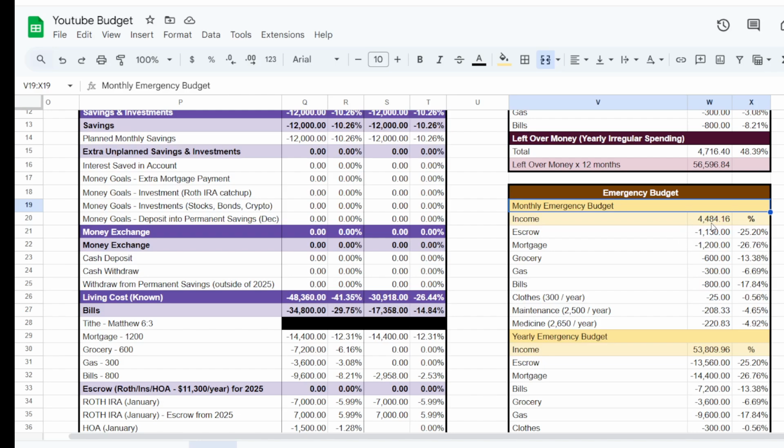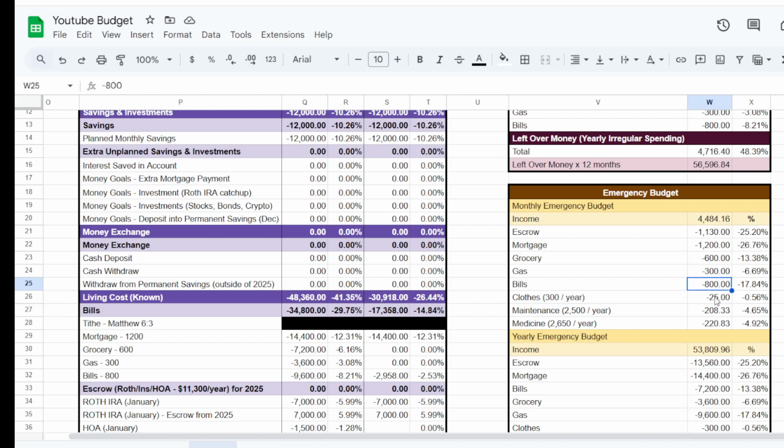For the month, I would need about $4,484 a month to survive. And this is me cutting out all savings and fun. So my escrow would still remain the same at $1,130 a month. My mortgage is $1,200, that I can't change. Groceries is $600, gas is $300, bills at $800.